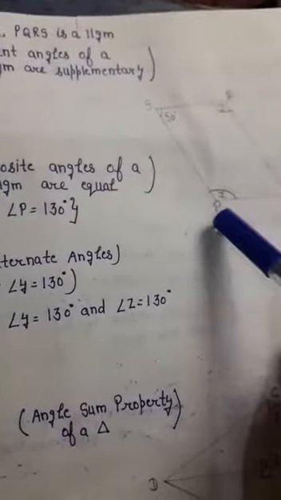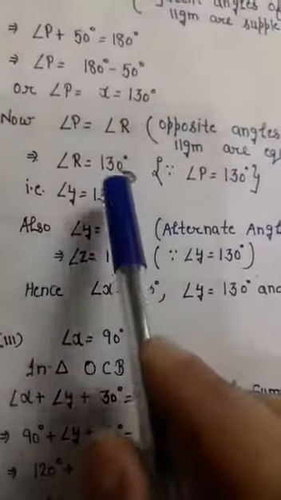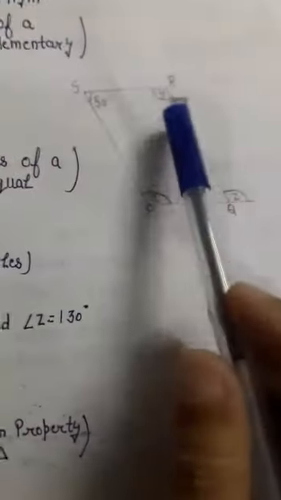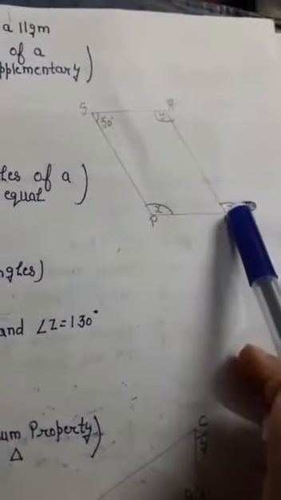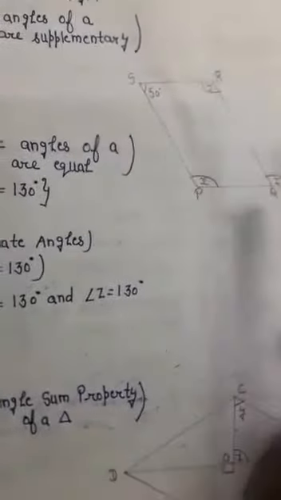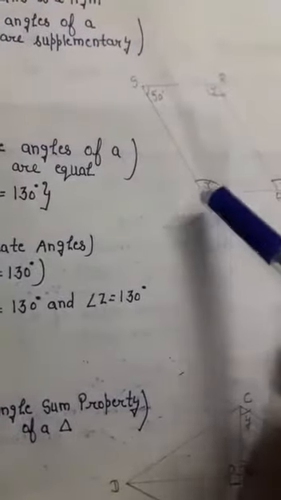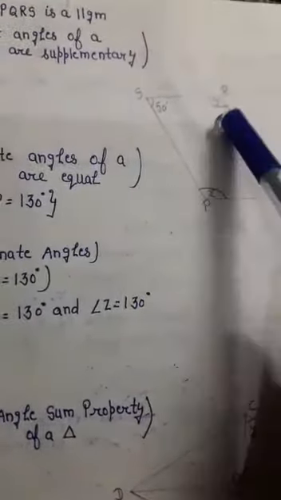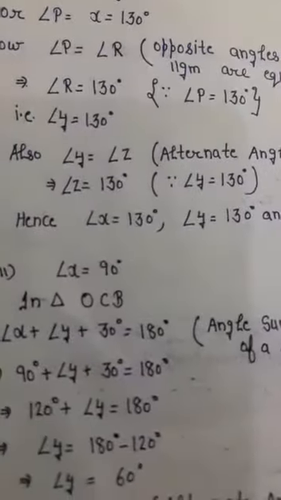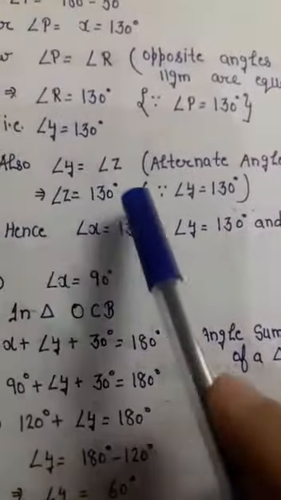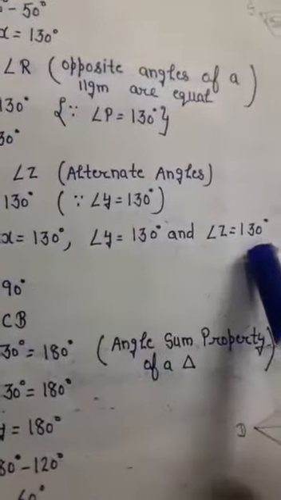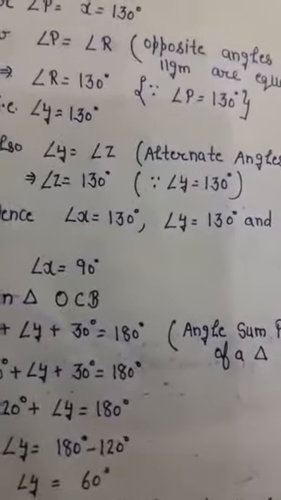If this angle is 130, then angle R is also 130 since opposite angles of a parallelogram are equal. Also, angle Y and angle Z are equal by the condition of alternate angles. If it's a parallelogram, these two sides are parallel. One transversal intersects them. Then these two are alternate angles and these alternate angles are equal. That is, angle Z is also equal to 130 degrees. Hence angle X is 130, Y is 130, and Z is also 130.